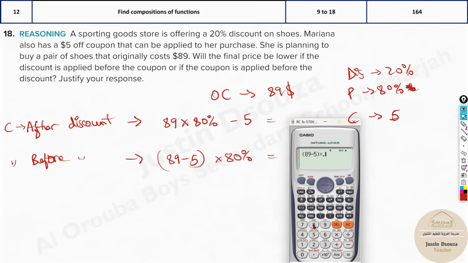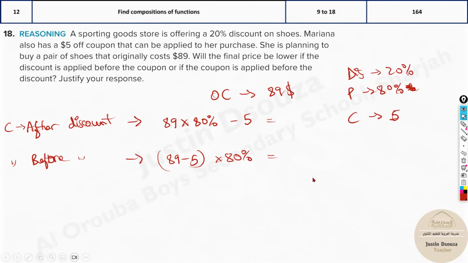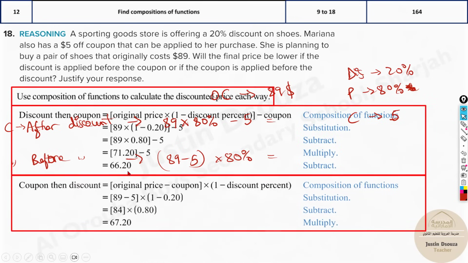Multiplied by 0.8, that is 80%. It's 67. So, which is better? 66 is better, right? You can see we got 66.2 and 67. Now here both are almost the same, but still there's a $1 difference.